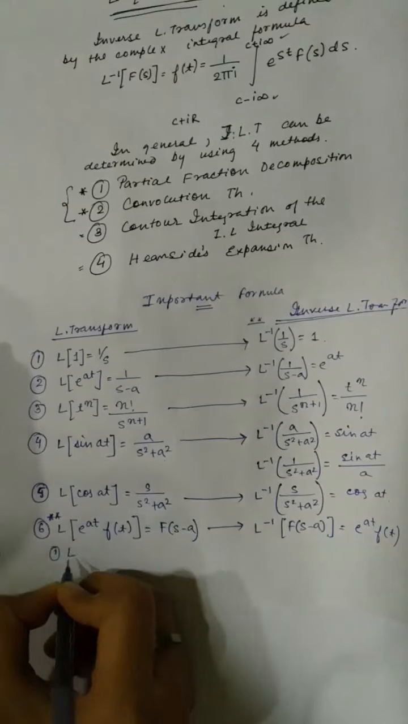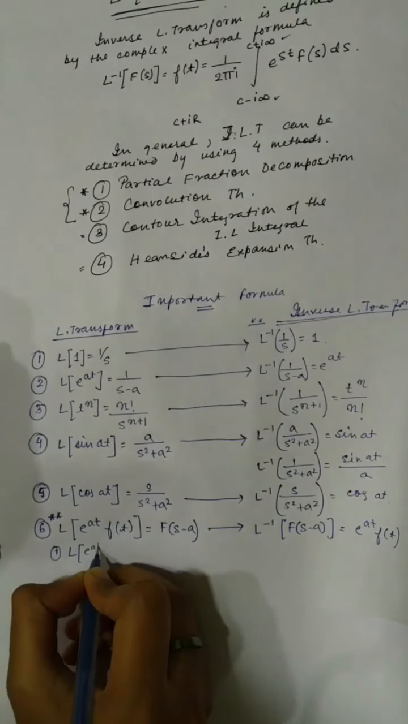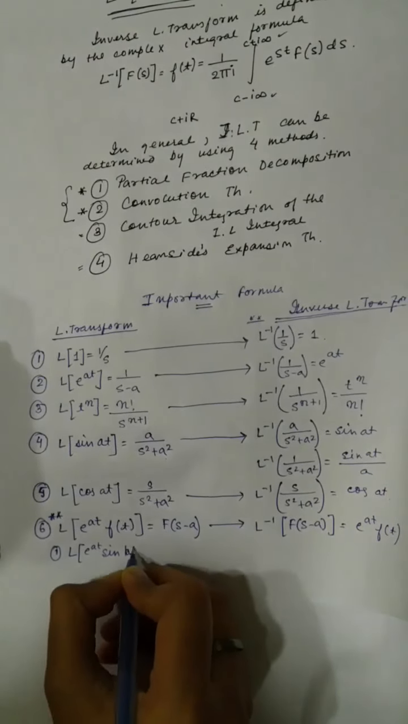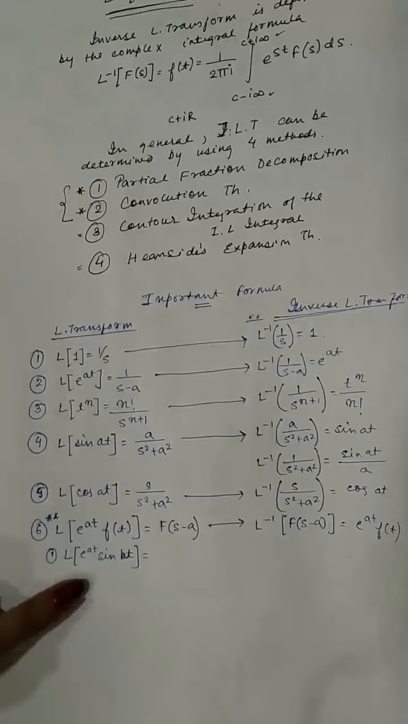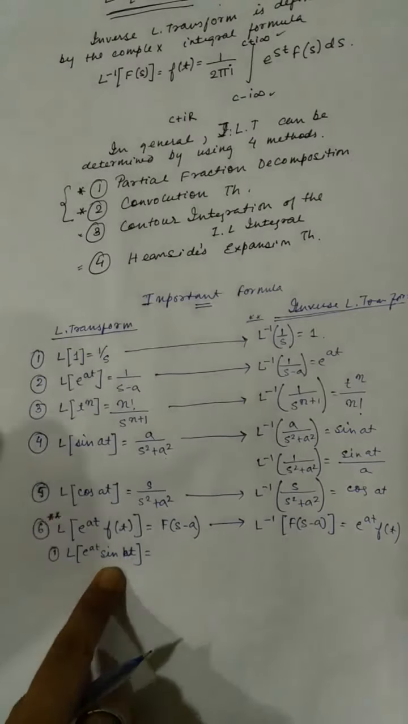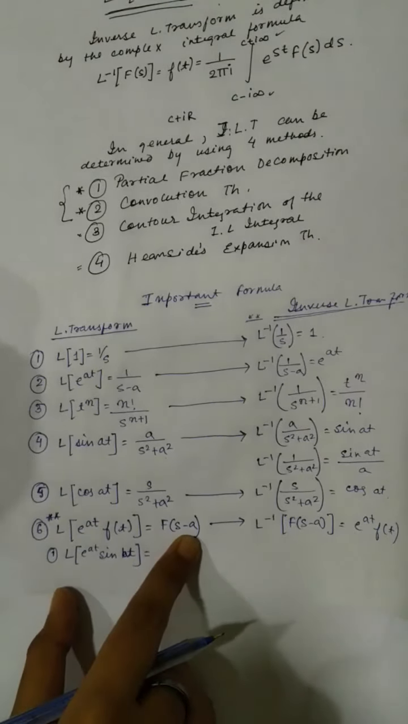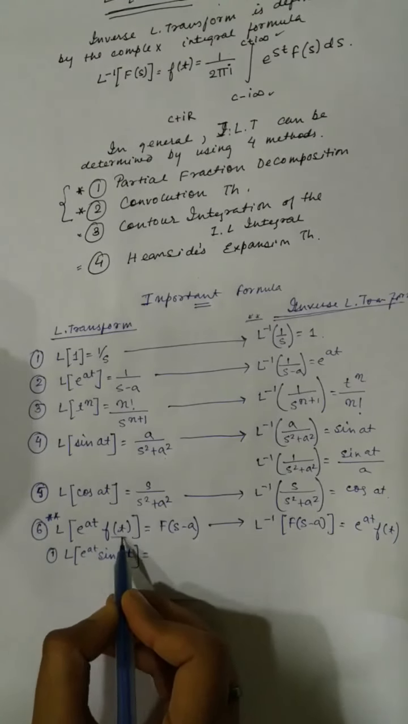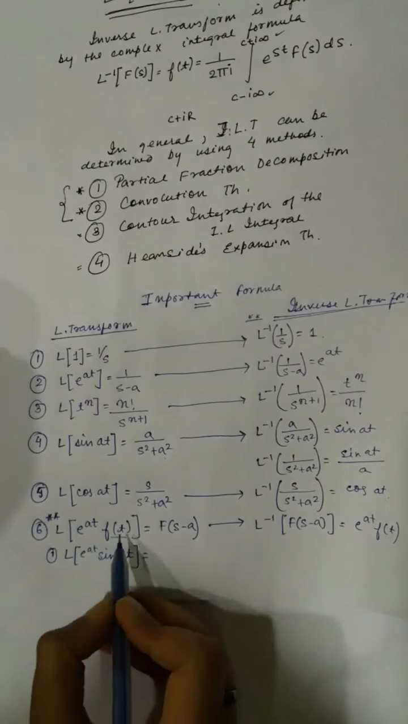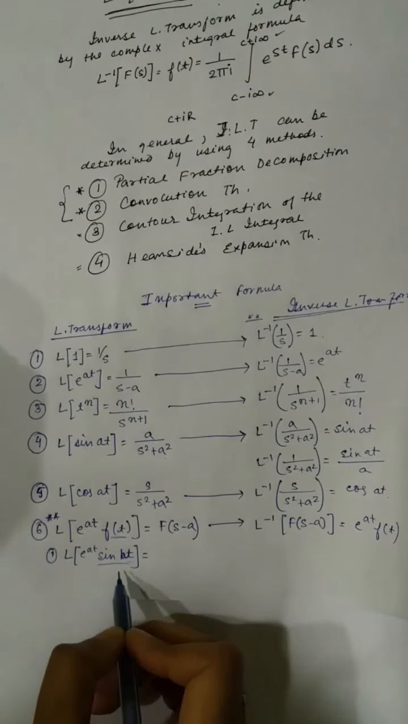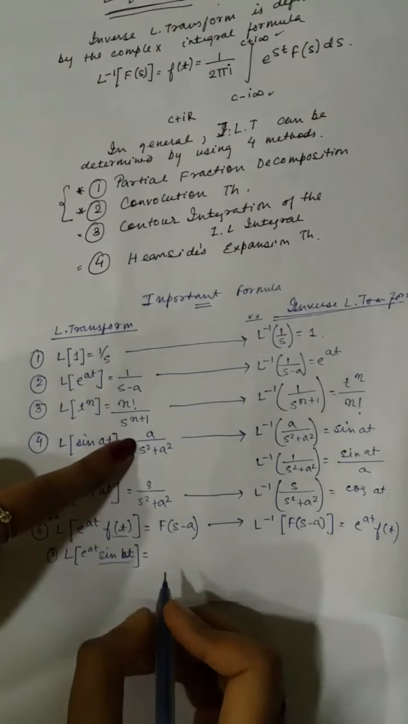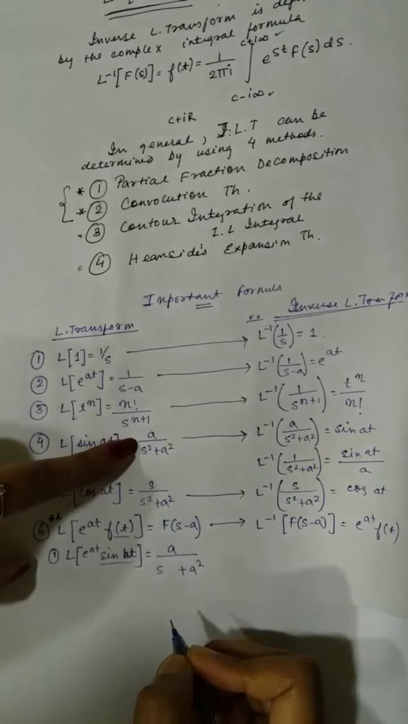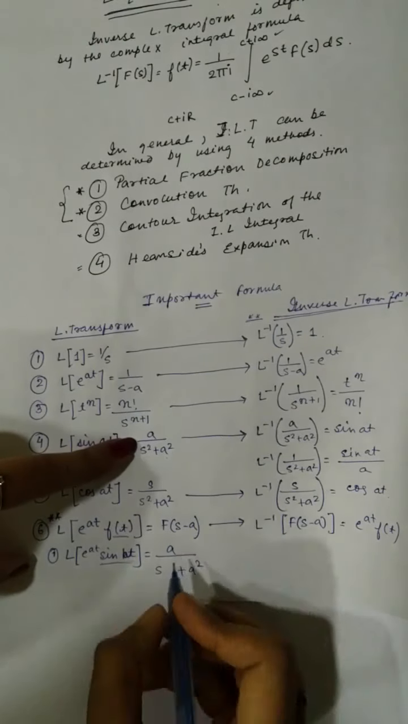Say, the Laplace transform of e to the power at sin bt, let it be b, it can be a as well, anything. So the Laplace transform of e to the power at sin bt is F of s minus a, right? F of s minus a means the Laplace transform of f of t, but with s replaced by s minus a. Here f of t is sin bt, so its Laplace transform is b divided by s square plus b square, but here s will be replaced by s minus a.